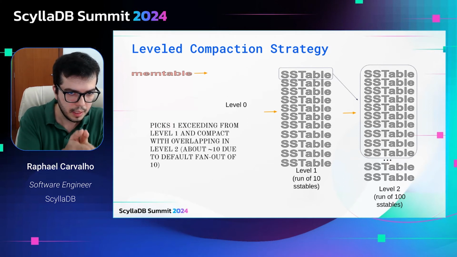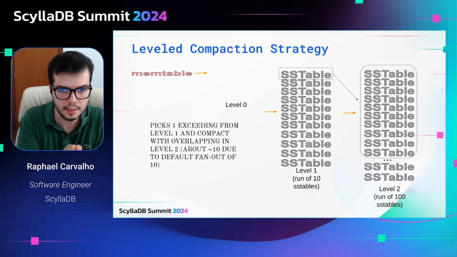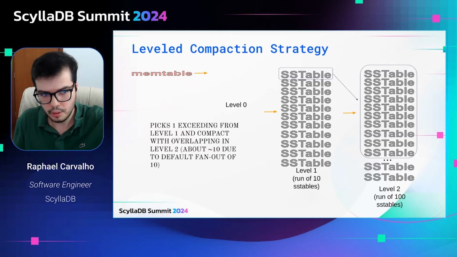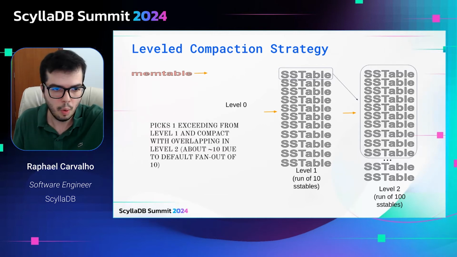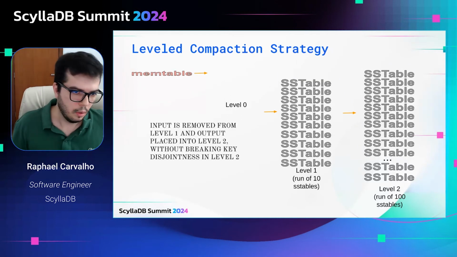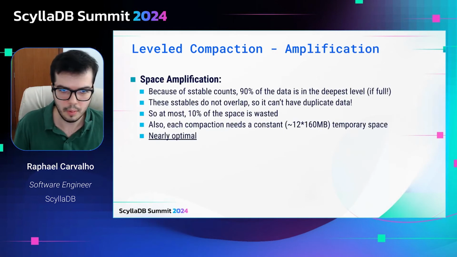Level 1 spans roughly 10% of the keys, level 2 1% of the keys. So when compaction kicks in, we are going to pick one SS table spanning roughly 10%, and we are going to find the 10 overlapping SS tables in level 2 and so on. It's always the excess. If a level exceeds its limit, then we promote into the next. So it wants to achieve space amplification of 1.1, 10%.